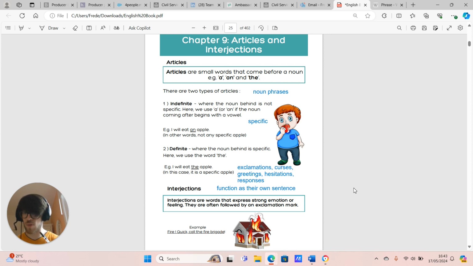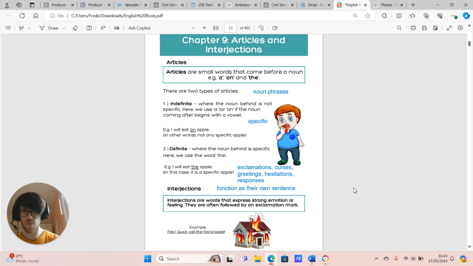When the example here is talking about I will eat an apple, it's just any apple in the future. When I say I will eat the apple, someone might be holding an apple and go, would you like this apple? And you go, yeah, I'll eat that apple. I'll eat the apple. Yeah. Because we know what apple we're talking about. We can see it. It's a specific apple.